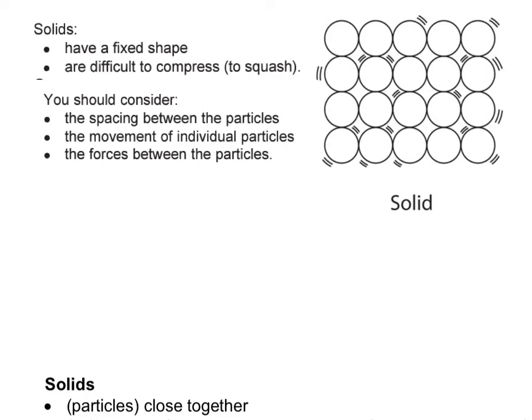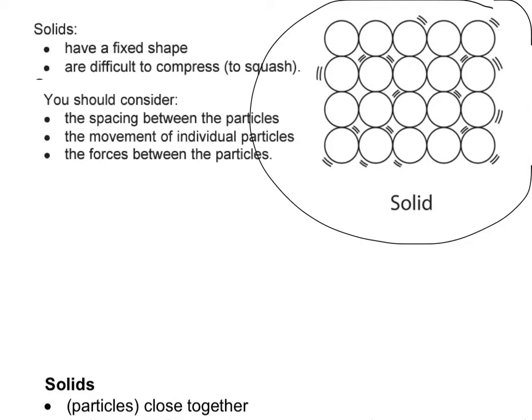What we're expected to do in this part of the question is explain why solids have a fixed shape and are difficult to compress. To explain those 2 things, we should consider the spacing between the particles, the movement of the individual particles, and the forces between the particles. Now when I answer questions like this, I find it easier to have a picture in my head, and hopefully your picture of solids looks similar to the one that I've just highlighted over on this side of the screen.